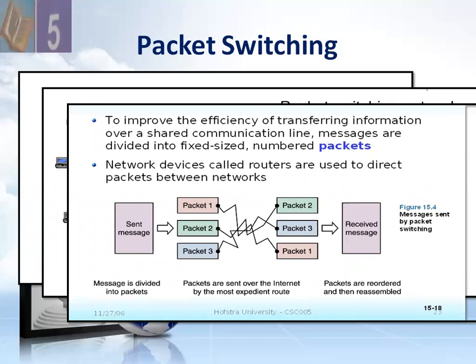Here we have a sent message, which is broken into packets 1, 2, and 3. Messages are divided into packets. Then the packets are sent over the internet by the most efficient route. It will choose the route and then the packets will be sent, and then they will receive the message. Packets are reordered and then reassembled on the receiving computer. Then they can view the actual message.